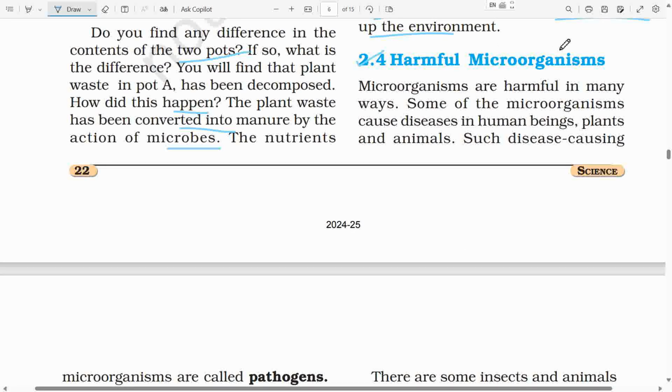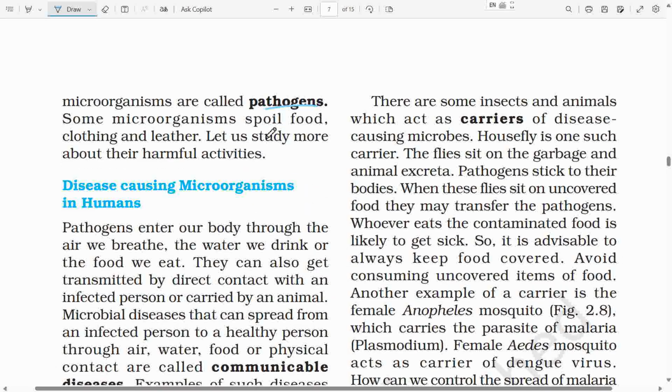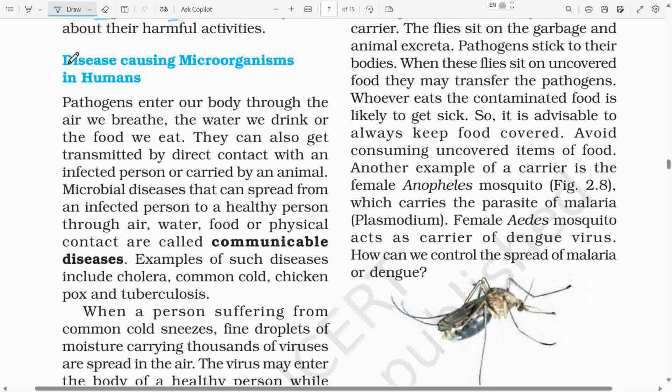2.4 Harmful microorganisms. Microorganisms are harmful in many ways. Some of the microorganisms cause diseases in human beings, plants, and animals. Such disease-causing microorganisms are called pathogens. Some microorganisms spoil food, clothing, and leather. Let us study more about their harmful activities.